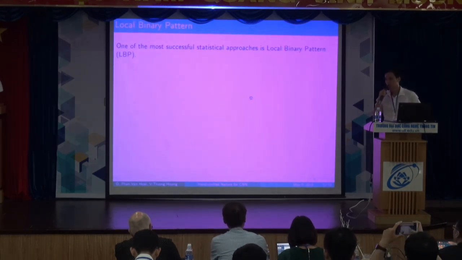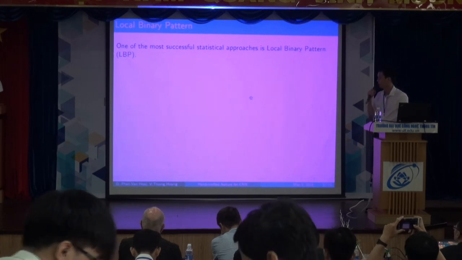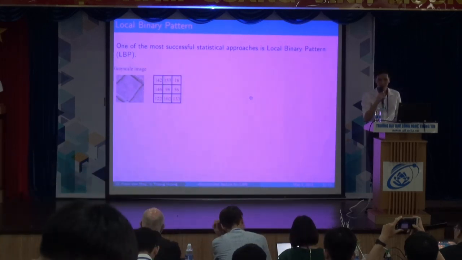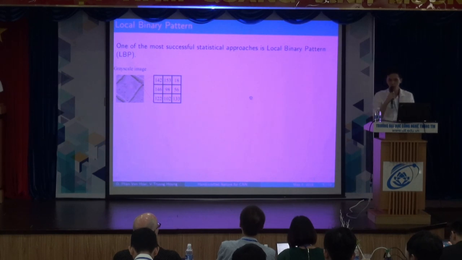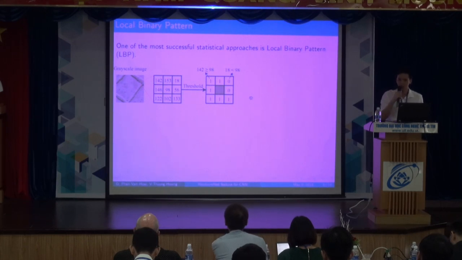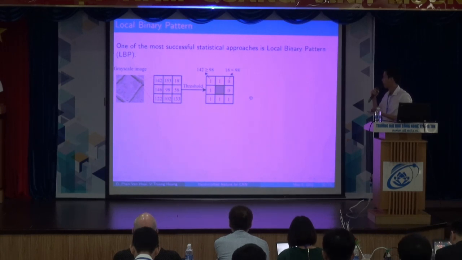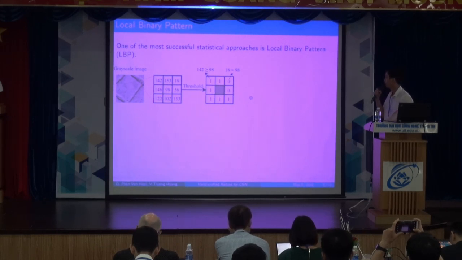One of the most successful statistical approaches for texture analysis is local binary pattern, LBP for short. And here is an illustration of the LBP extraction process. LBP uses the central pixel and neighboring pixel values to extract the values. Firstly, the neighboring pixel values are thresholded by the value of the central pixel. The result is set to 1 if the neighboring value is greater than the central value, and otherwise, it's set to 0.